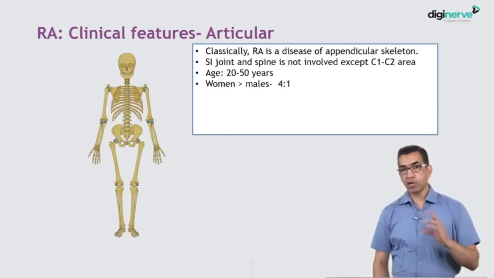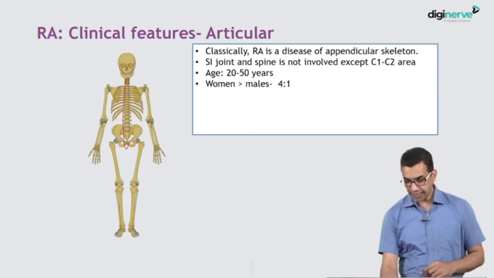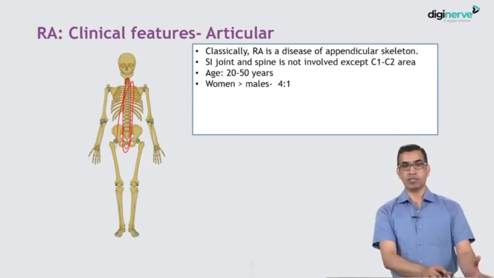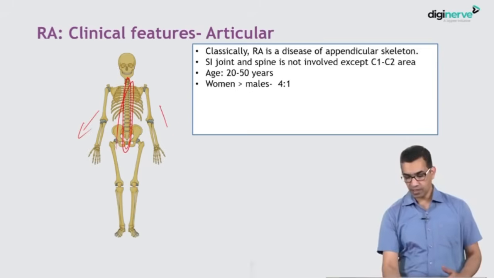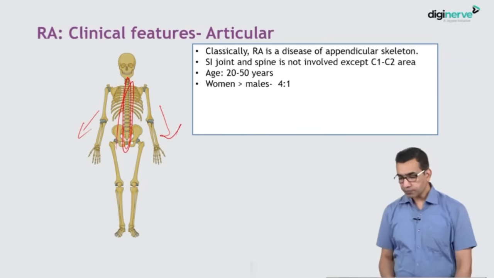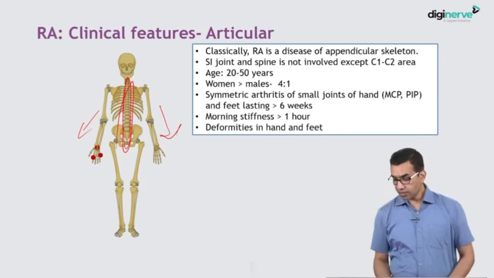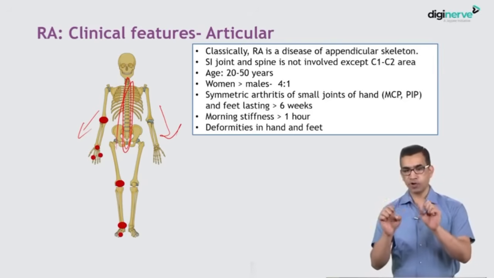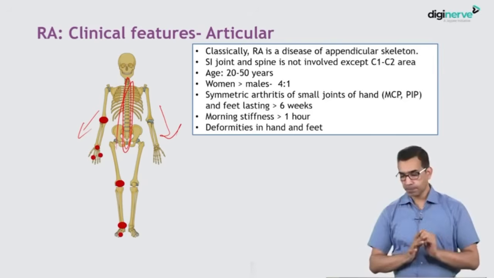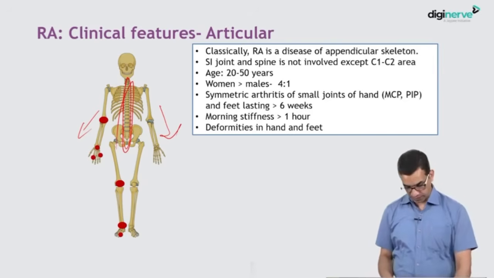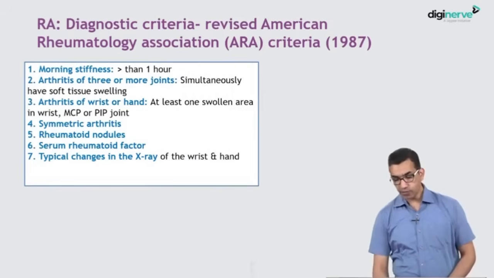SI joints and spine are not typically involved in rheumatoid arthritis, whereas this is the area which actually gets involved in the seronegative spondyloarthropathy. So seropositive remains outside: seropositive is periphery, seronegative is axial. Symmetric arthritis of the small joints of the hand. Typically they come to you with a symmetric arthritis of both the hand and the foot. There will be morning stiffness for more than an hour, and deformities could be seen in the hand and foot.